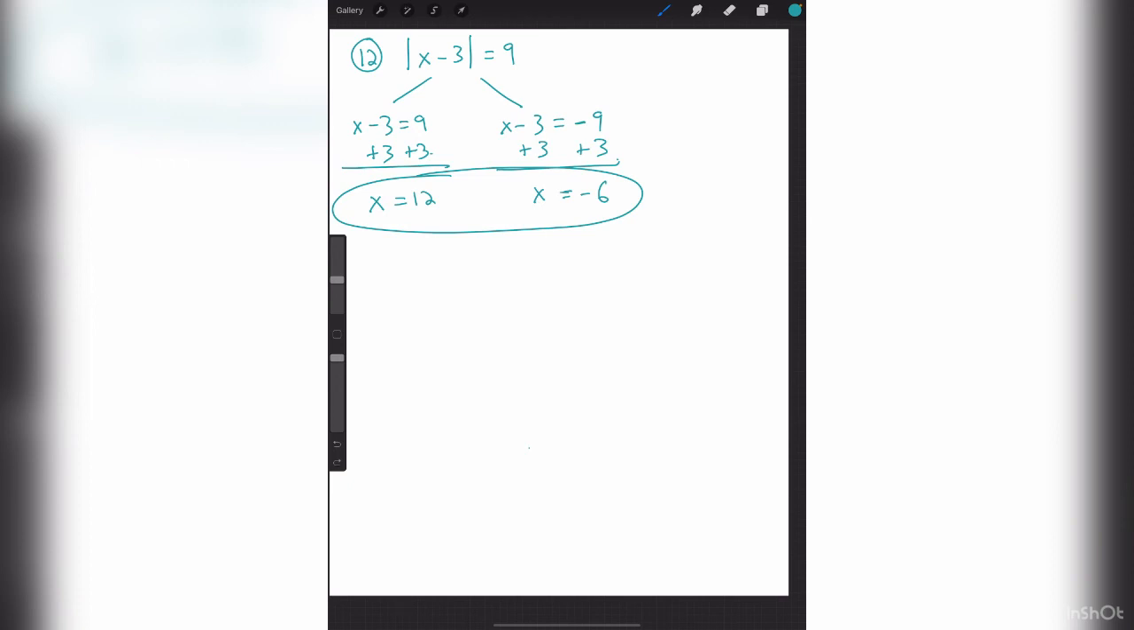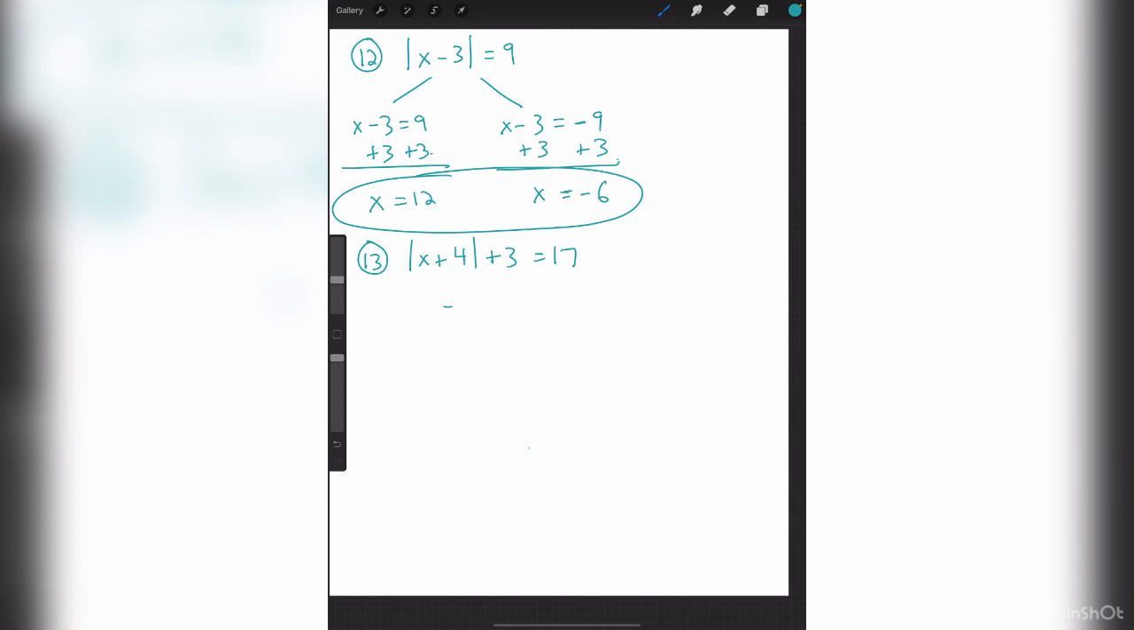So both of those would actually work. You can always check your work. All right, 13. The absolute value of x plus 4 plus 3 is equal to 17. All right, so this will require one step before we split the equation up.